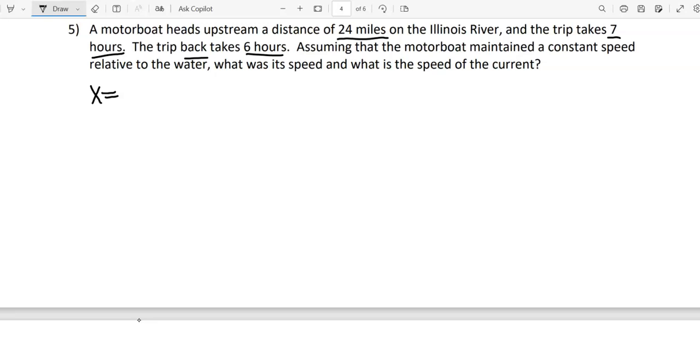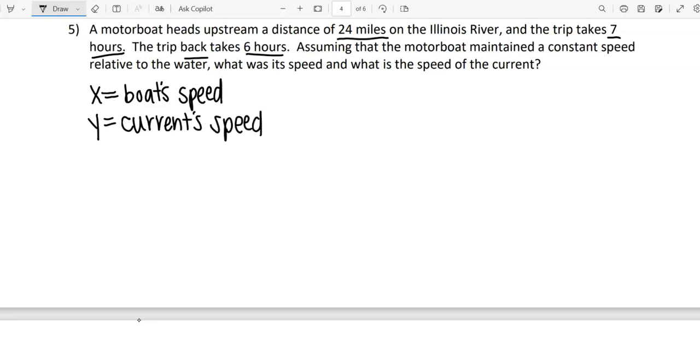That's the first thing they asked me for. It says its speed. What speed? Boat speed. Boat's speed. And then what's our second variable? The current speed. Good. If we have a distance, we're going to be using distance equals rate times time here. What's my distance? 24 miles. So 24 is equal to.